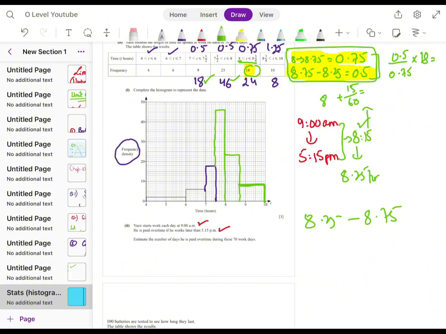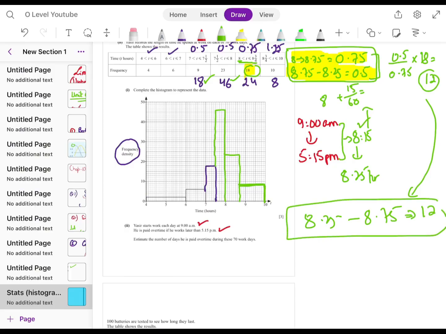This is a simple basic rule when we find the percentage. 0.5 is the difference, then divide by 0.75, that's the previous difference, and multiply by 18, that's the frequency of the previous value. So we will get the value 12. This means that the frequency of this will be 12. Okay, 8.25 hours till 8.75 hours frequency is 12.